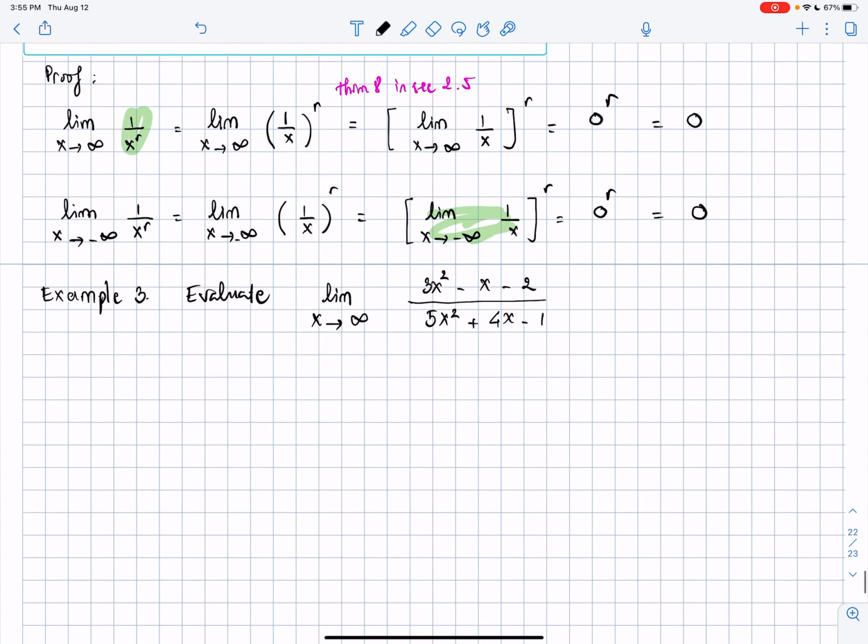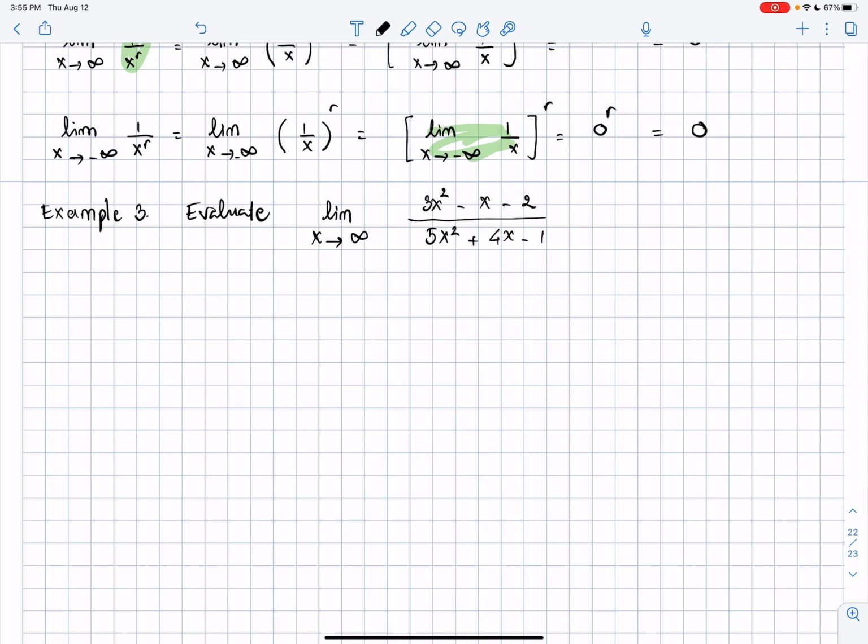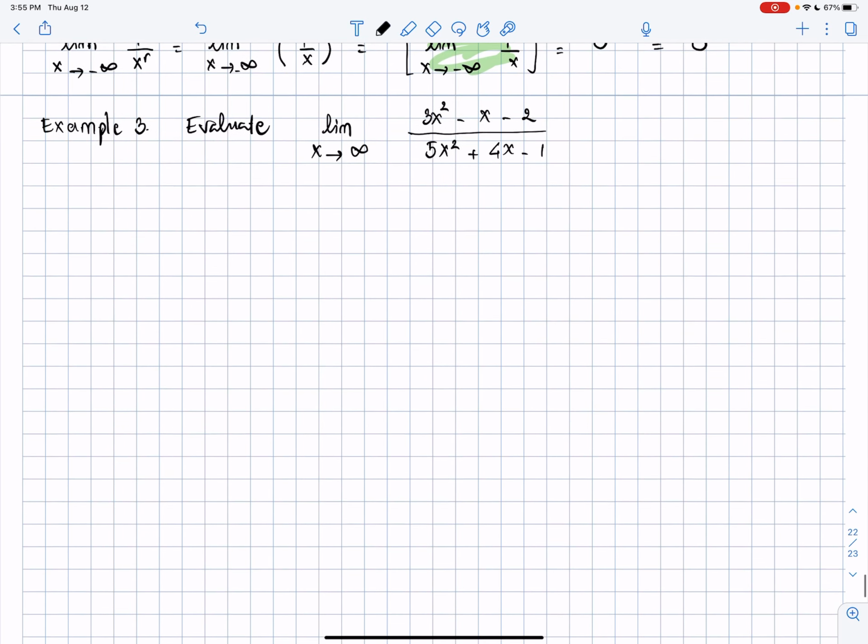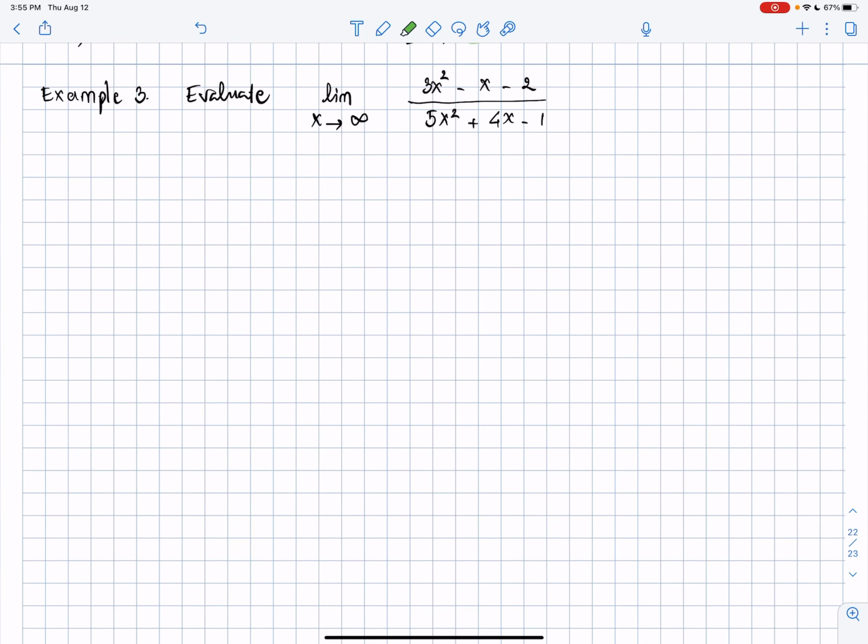So let's do some application of this theorem. Example number 3. When you look at example number 3, you think that we may need to plug in the infinity at the x location right here, right? But let's think about x being like 1 million. On the top, you get a very large number, and in the bottom, you get a really large number. You know that they are very large numbers, but you don't know exactly what those numbers are.